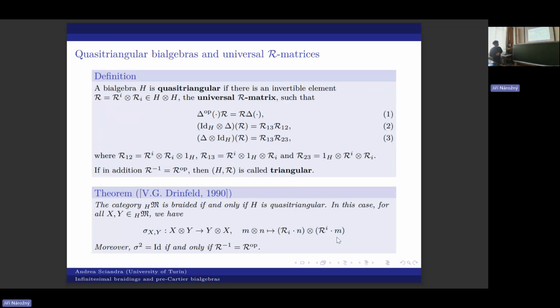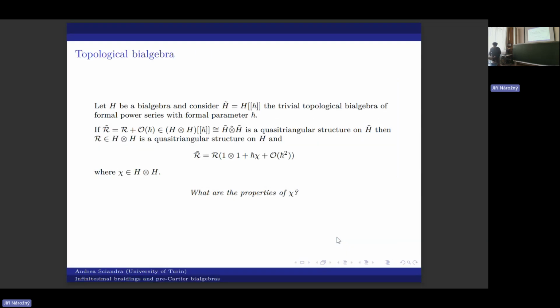That's due to Drinfeld. But now, if we consider a bialgebra H, and we extend it trivially, so we consider the h-bar linear extension of delta and m, we can consider the trivial topological bialgebra, formal power series in a formal parameter h bar.